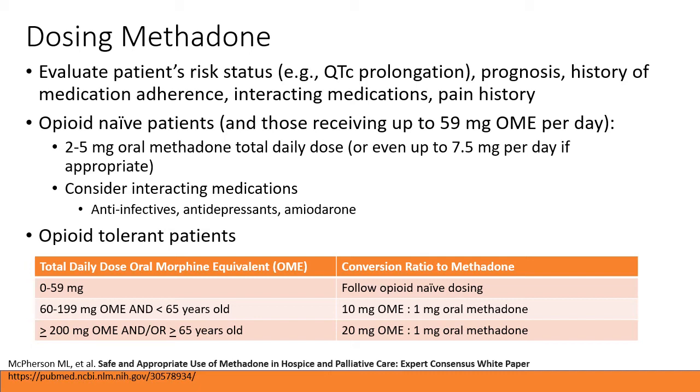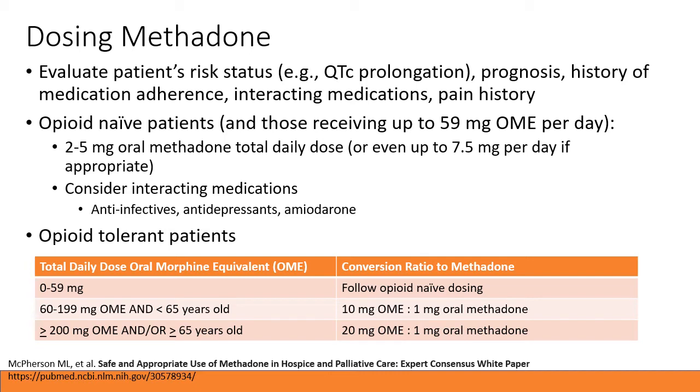Obviously, if you're going to go with a low dose like 2 milligrams a day, which is like 1 milligram Q12, you're going to have to use the oral methadone solution because we only have a 5 and a 10 milligram tablet available to us. Again, consider the interacting meds, most particularly anti-infectives, so antibiotics, antivirals, antifungals, antidepressants, the SSRIs, the SNRIs, the TCAs, and amiodarone. Those are your 3 big customers that are enzyme inhibitors that you have to consider. But there are many, many, many other drug interactions with methadone.